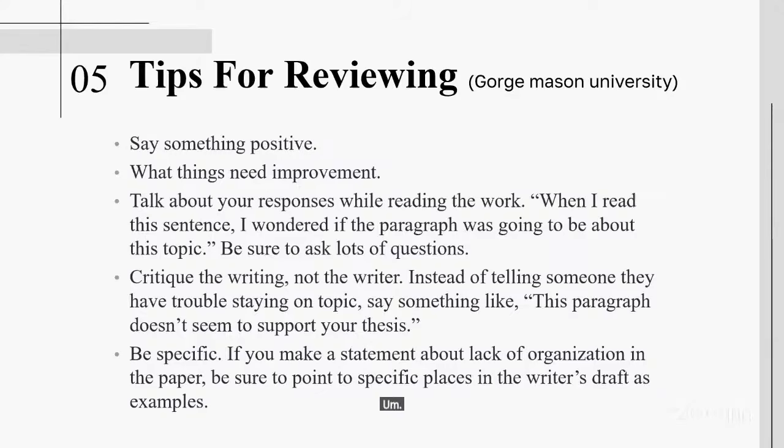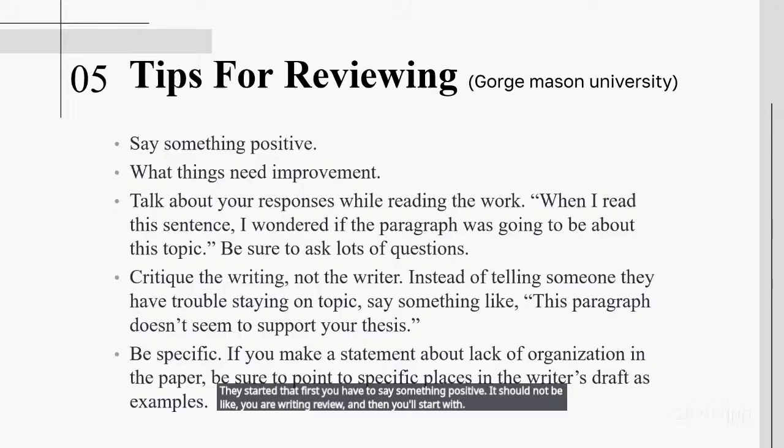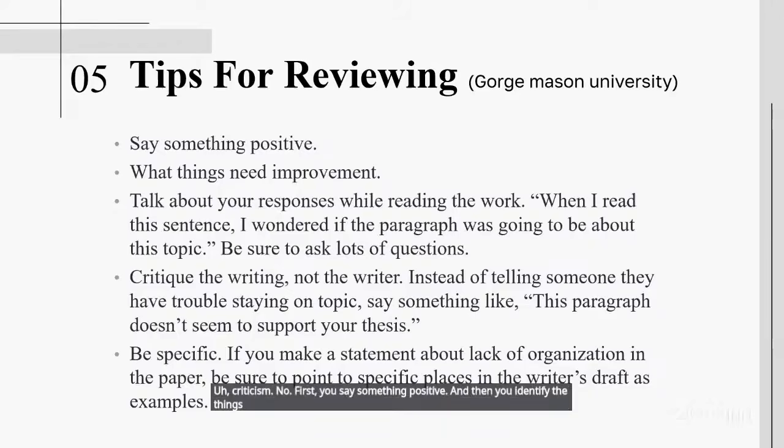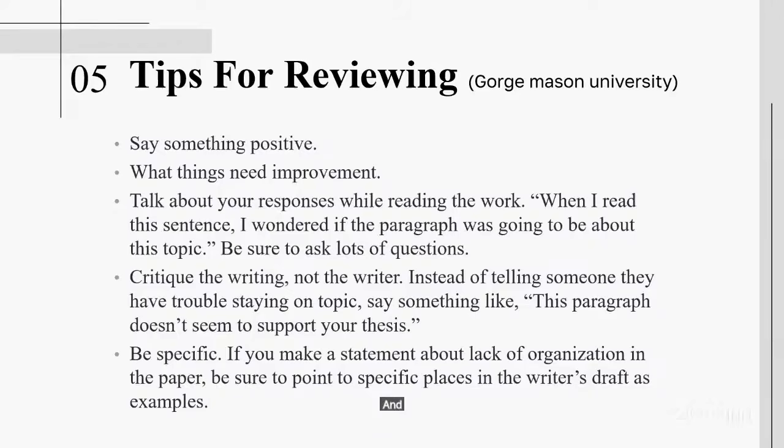George Mason University provides very good tips for reviewing. They say that first you have to say something positive. It should not be like you are writing a review and then you start with criticism. No, first you say something positive, and then you identify the things which need improvement, and talk about your responses while reading the work. For example, it should be interactive.